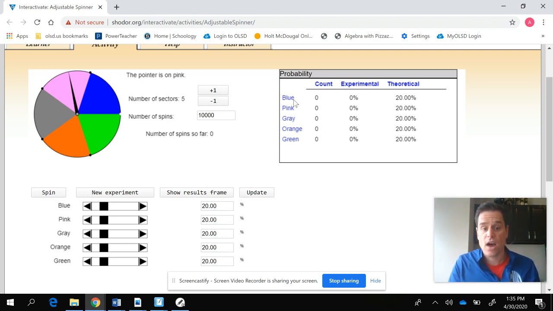I'm going to tell you right now, we're going to spin this thing 10 times. And it should be, in theory, your probability of winning is 20%. But if you get 22%, I'm going to say that you're a winner, and you don't have to do any work for the rest of the year. How about that?